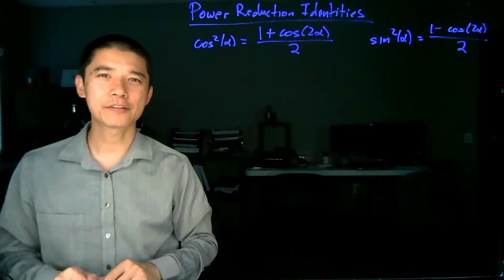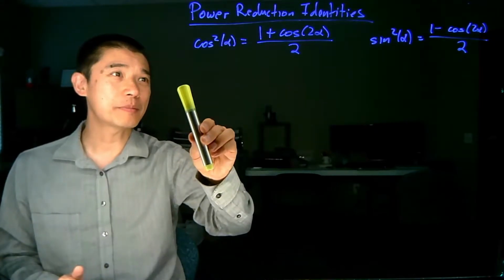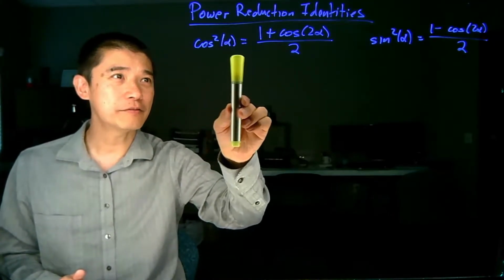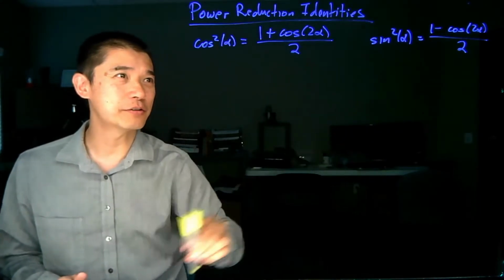One of the applications of the double angle formulas is the derivation of the power reduction identities. So what are the power reduction identities? Cosine squared alpha is equal to 1 plus cosine 2 alpha over 2, and sine squared alpha is 1 minus cosine 2 alpha over 2.